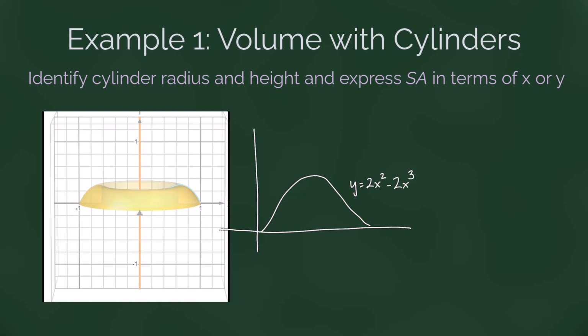So, like we did before, we'll go ahead and draw the two-dimensional picture. We've got the graph of y equals 2x squared minus 2x cubed, and there's a picture of our representative cylinder at some value c. We can see that the radius there is the distance between the cylinder and the y-axis, and the height is going to be the distance between the x-axis and the function.